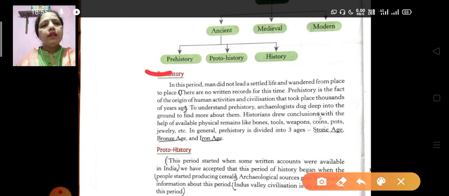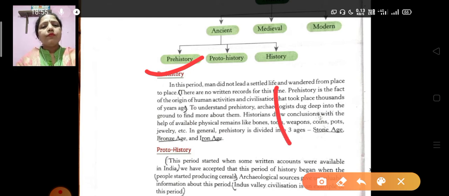Children, here you can see what prehistory is. In this period, man did not lead a settled life and wandered from place to place. There are no written records of this time. Prehistory is the period of the origin of human activities and civilization that took place thousands of years ago. That is called prehistory. Prehistory is divided into three parts: Stone Age, Bronze Age and Iron Age.